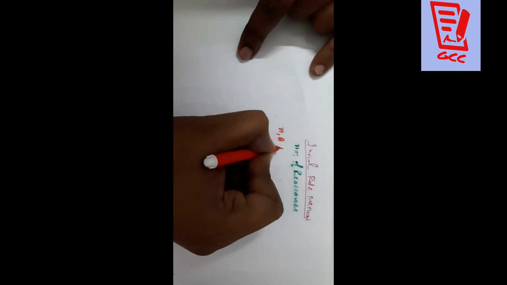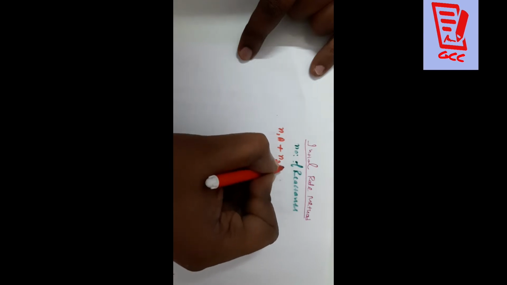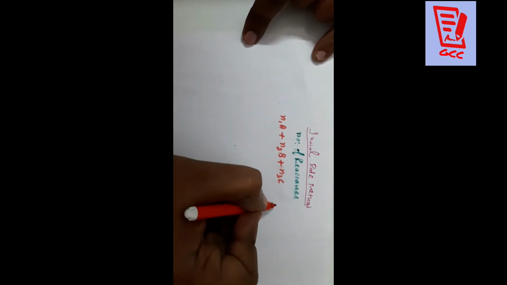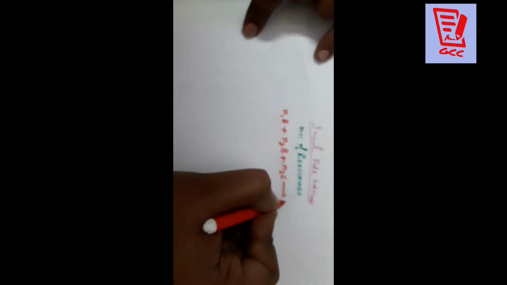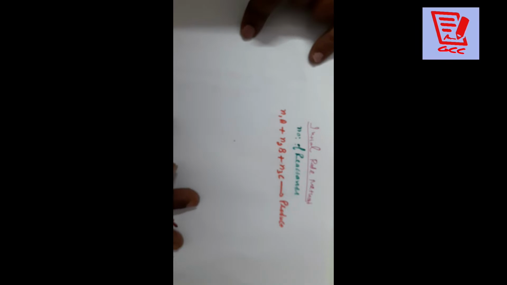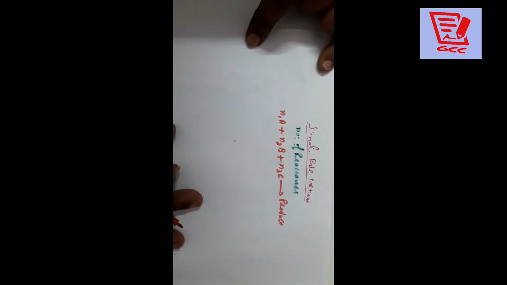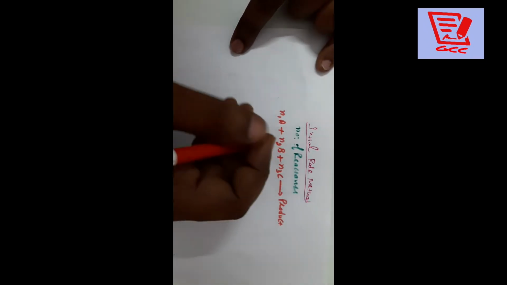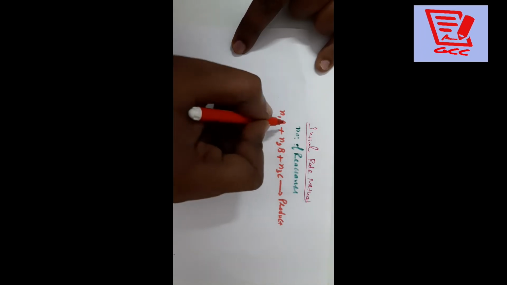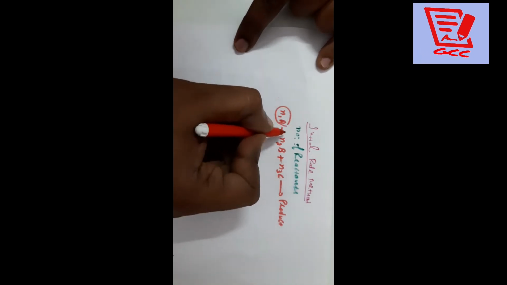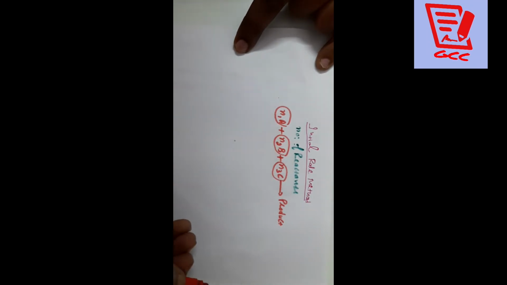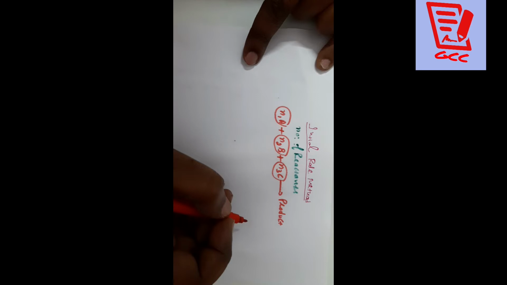Just see what I am writing now. One example: n1 A plus n2 B plus n3 C arrow, and I am writing the products. This particular reaction contains how many reactants? A is there, B is there, and then C is there.